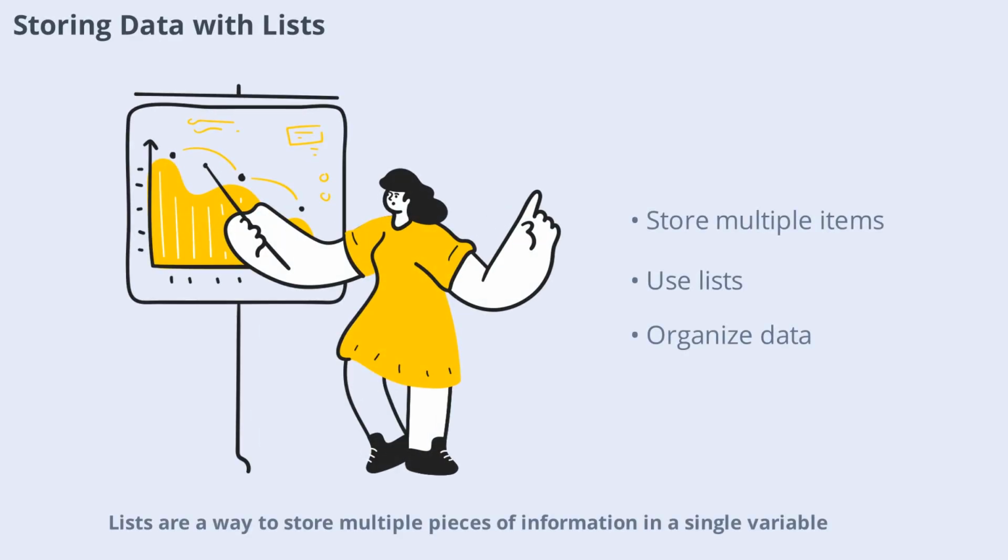Lists are a way to store multiple pieces of information in a single variable. For example, you can use a list to keep track of items in a shopping cart or scores in a game. Lists make it easy to organize and process data in your programs. In this scene, we'll introduce lists and show you how to use them in simple projects.